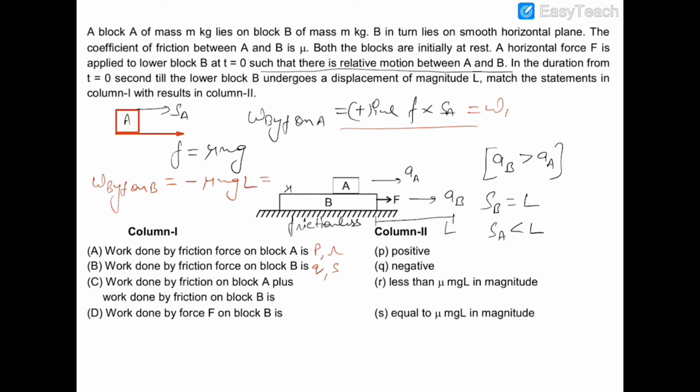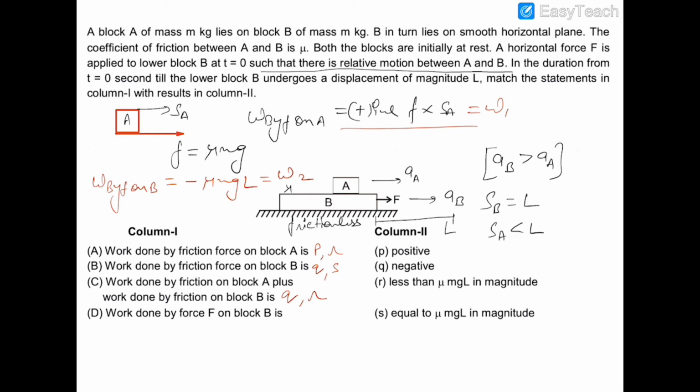Let's suppose it is W2. So if we add W1 and W2, in which we know that W1 is less than W2 in magnitude, then the complete work done will be negative. Hence, for option number C, the correct option will be option number Q, and the total complete work done will be less than mu mgl in magnitude, which is option number R.